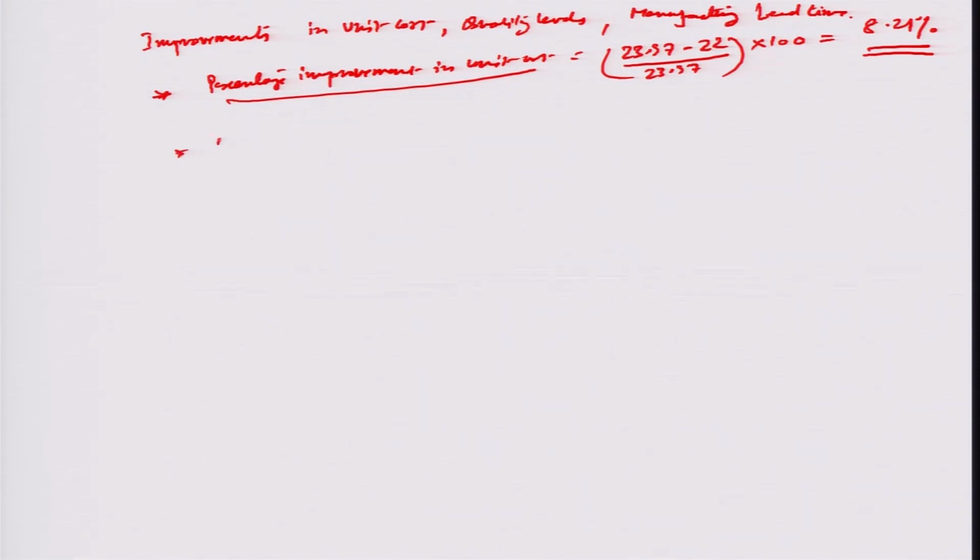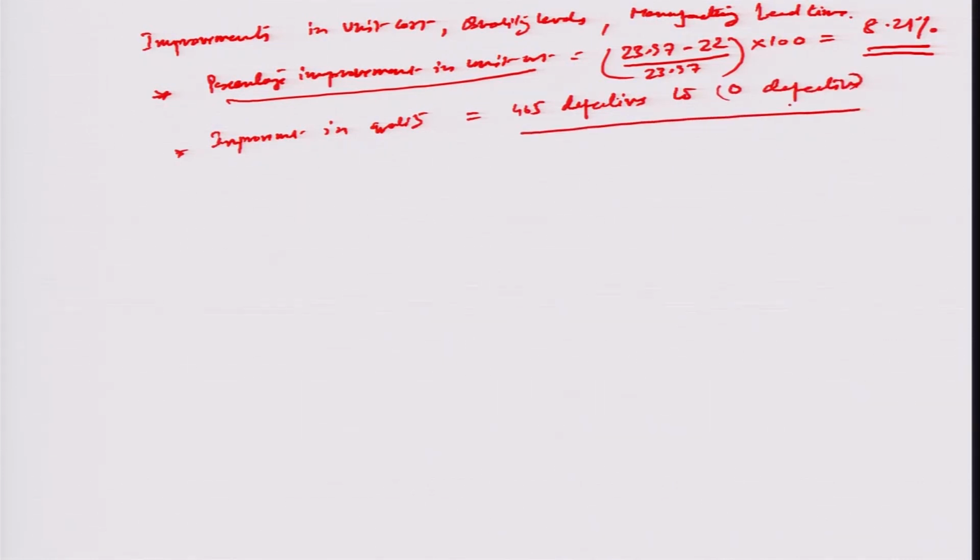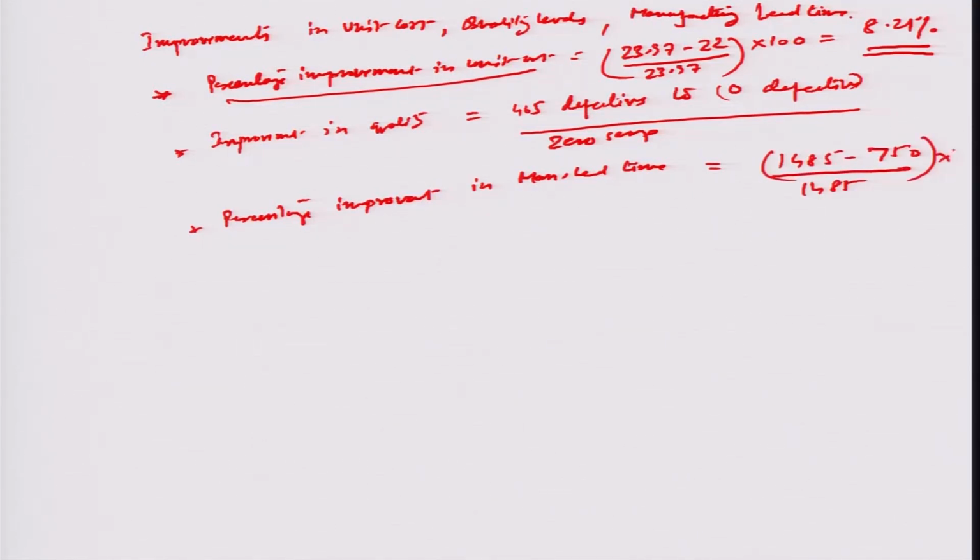Improvement in quality is humongous. So, the improvement in quality is almost, I would say, 465 defectives to 0 defective. Okay. So, this is more or less a total quality managed system with very little scrap. So, 0 scrap in comparison to the scrap generated earlier. And then of course, the percentage improvement in manufacturing lead time is also tremendous. It is 1485 minus 750, represented as a percentage, which is about 49.50%.